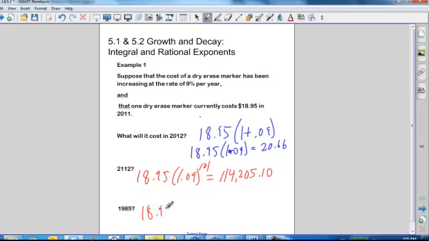Now, what did it cost back in 1985? Well, you take the price and now take the 1.09, but raise it to the negative 27 power to represent the fact that this was 27 years ago when I first started teaching here at USM. And the markers were only $1.85.